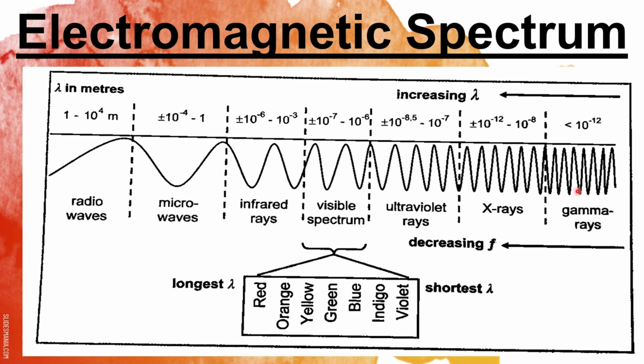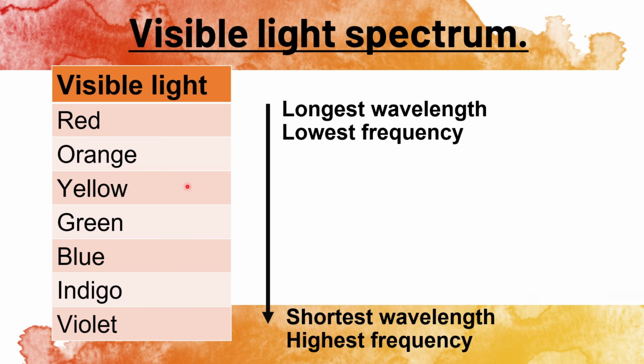Just something you need to pay attention to is that there is a difference between the electromagnetic spectrum and the visible light spectrum. Always pay attention to what spectrum they are referring to. If they ask you something about the visible light spectrum, then they are talking about Roy G. Biv, meaning red, orange, yellow, green, blue, indigo, violet. Now, the visible light spectrum is also arranged according to wavelengths and frequency.